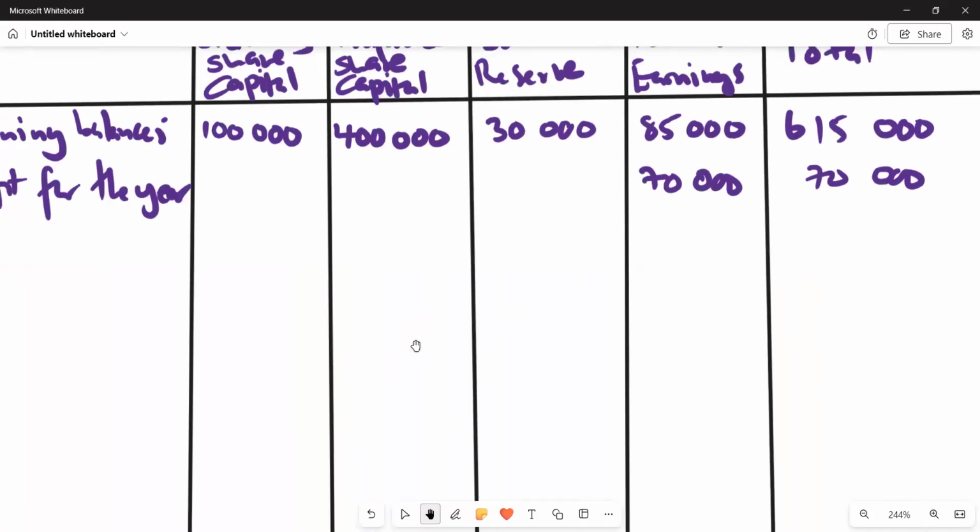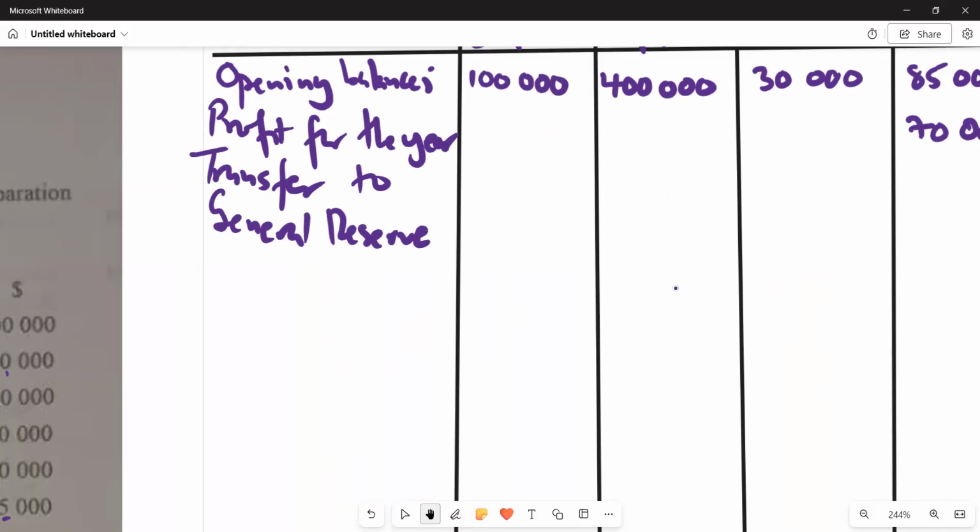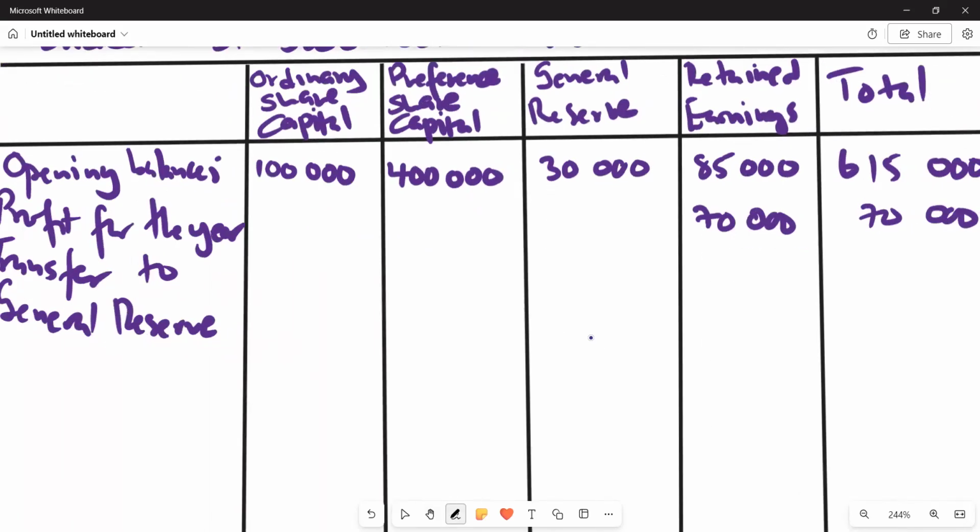So we are now on the transfer to general reserve. On our transfer to general reserve, we have $2,500. We are taking this figure from the retained earnings column, so it becomes a negative 2,500. If we show a negative, we can put a bracket, and then we add it to the general reserve. So this is the adjustment that we have.